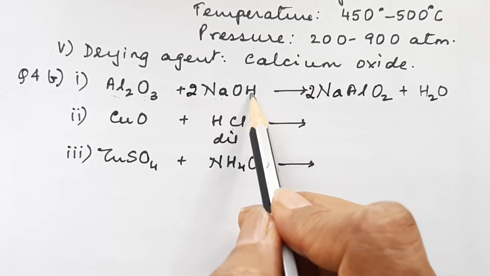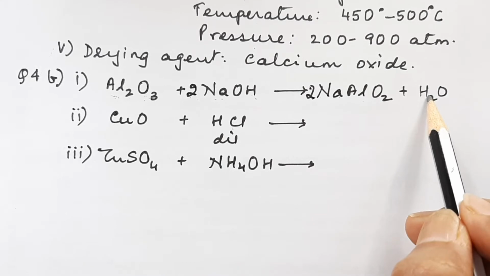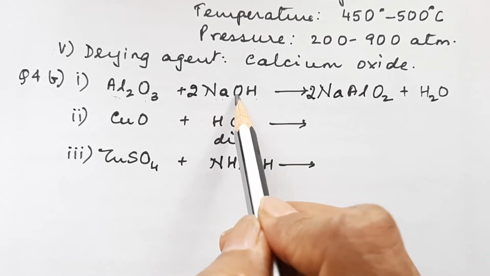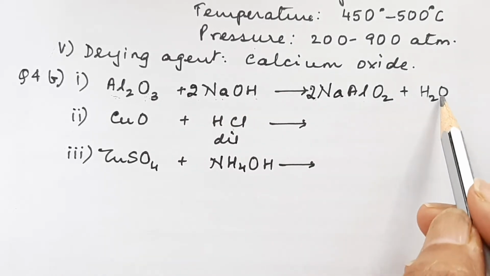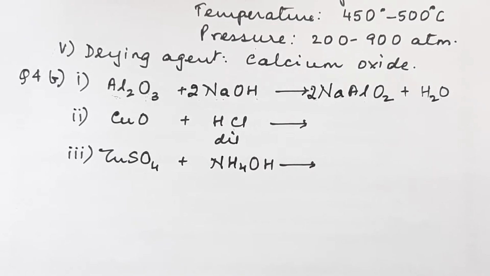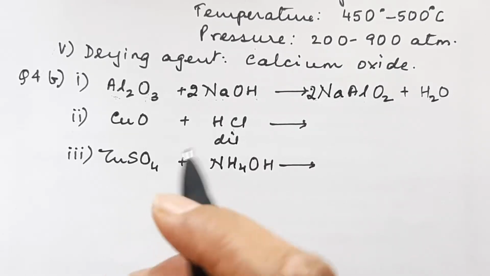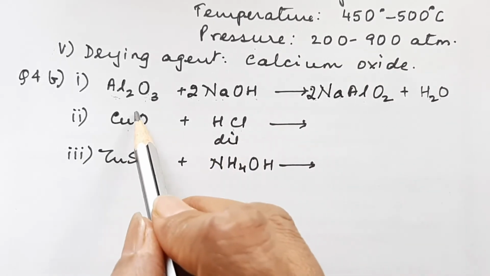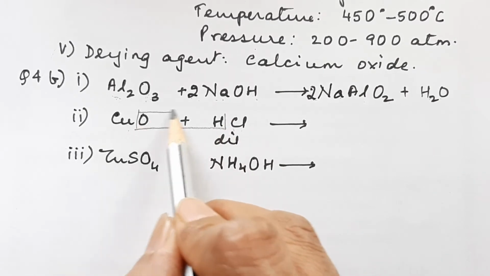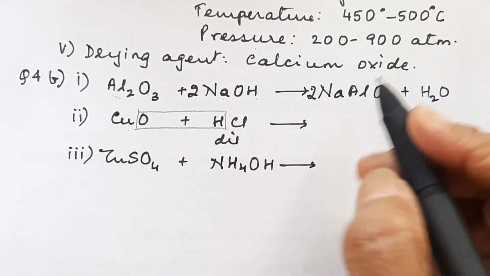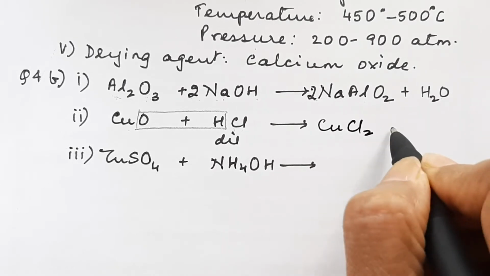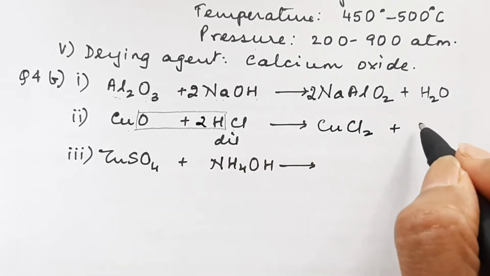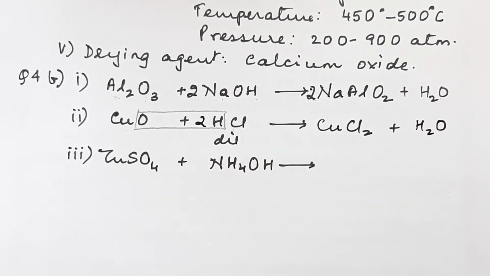How many H's do you see? 2. How many H's do you see here? 2. Now how many O's do you see here? There are 3 and 2, 5. Here 2 2's 4 and 1 5. So this reaction is balanced. Now CuO plus HCl. This is a base, this is an acid. So we have neutralization happening like so. So Cu will take Cl, it will become CuCl2. So to balance this Cl2, we will write this, and H2O will be the second product.